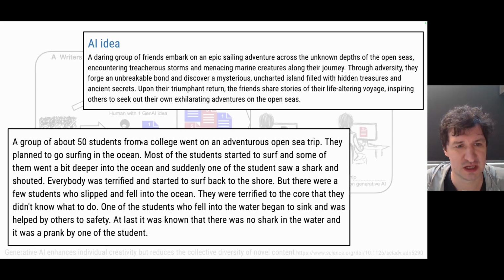And this story was actually based on an AI idea. We don't know if it was based on this idea, but the participant was provided with this idea. And you can see that AI suggested to write something about friends. And there were like 50 students who were probably friends, because why would they be together otherwise. Also, AI was suggesting to do something about menacing marine creatures. And there was a shark in this story, but otherwise it was kind of different. So who knows, maybe this AI idea somehow inspired this person and helped him or her, maybe not, we don't know. But that was kind of the experiment.